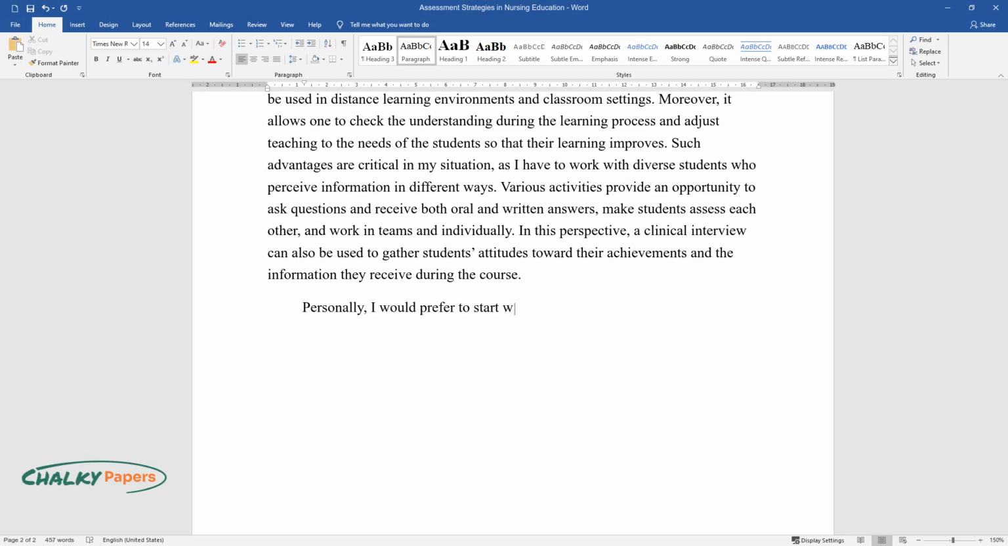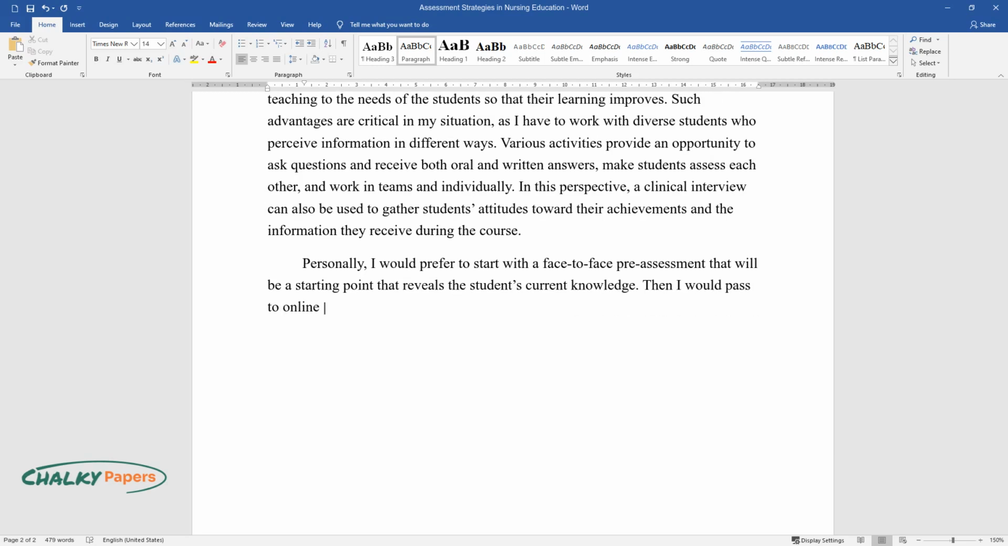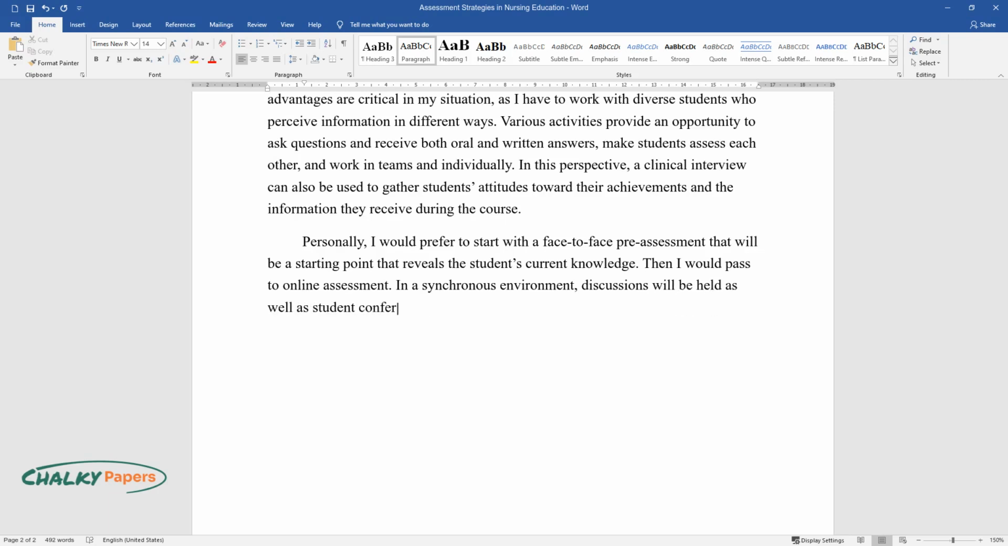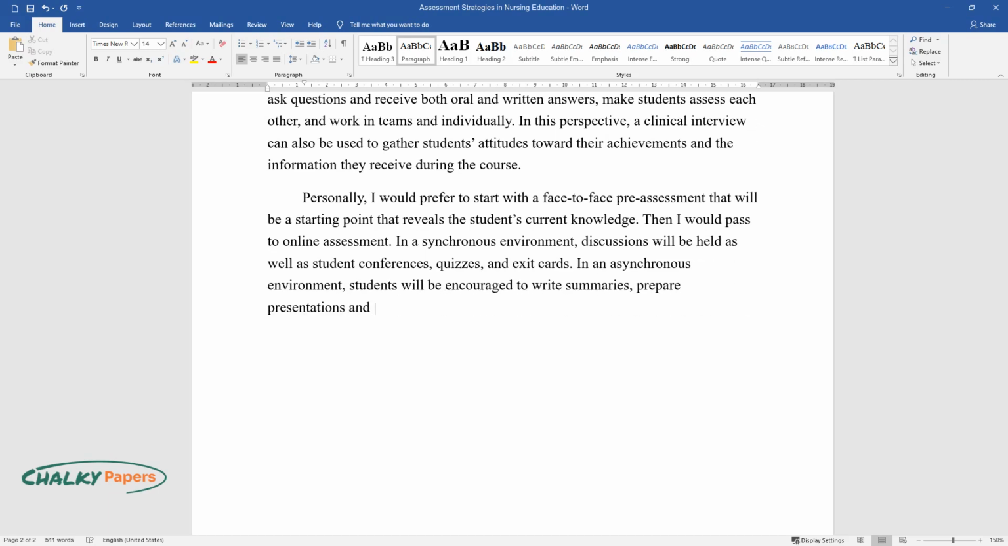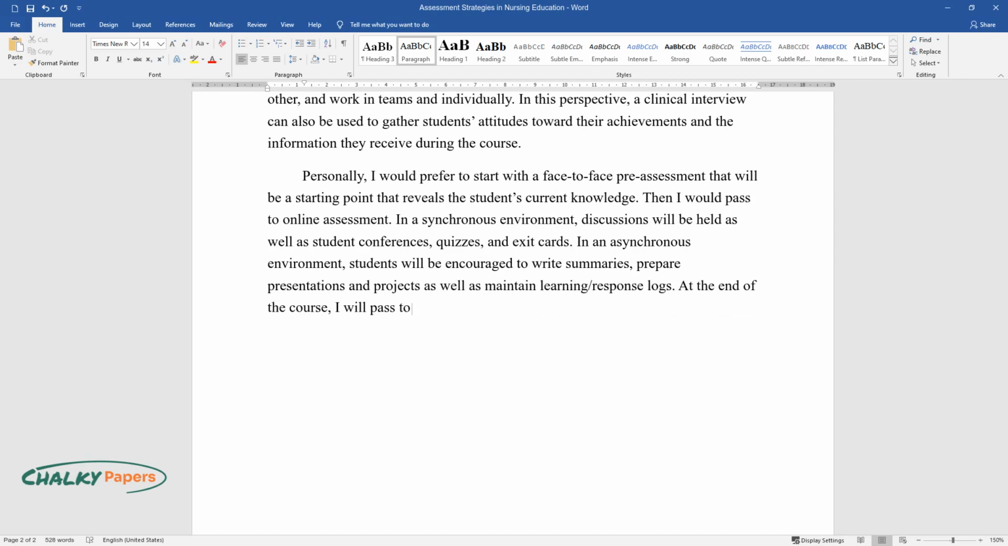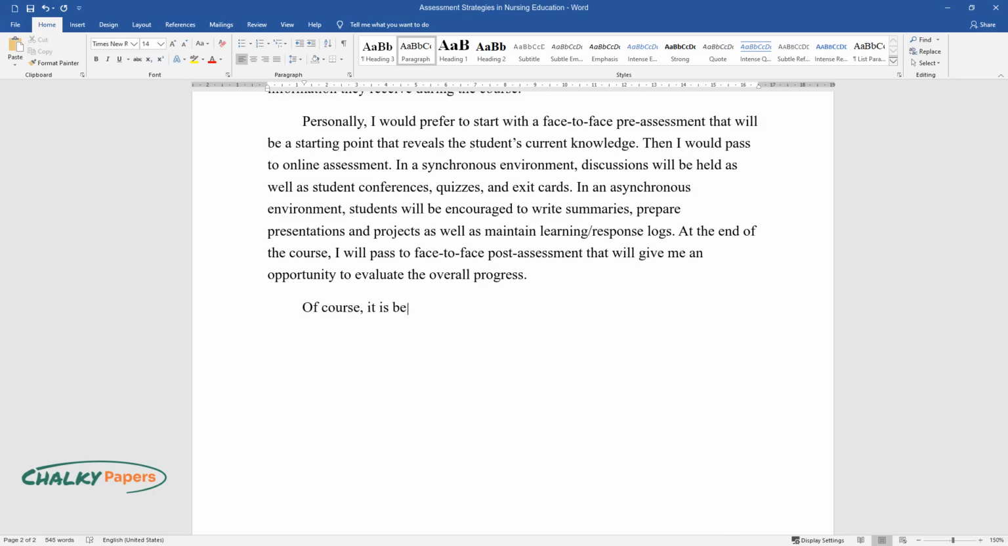Personally, I would prefer to start with a face-to-face pre-assessment that will be a starting point that reveals the student's current knowledge. Then I would pass to online assessment. In a synchronous environment, discussions will be held as well as student conferences, quizzes, and exit cards. In an asynchronous environment, students will be encouraged to write summaries, prepare presentations and projects as well as maintain learning/response logs. At the end of the course, I will pass to face-to-face post-assessment that will give me an opportunity to evaluate the overall progress. Of course, it is better to prepare an alternate evaluation method also.